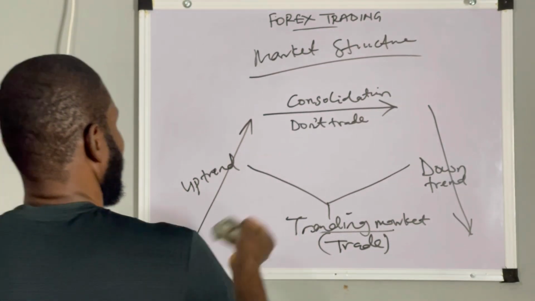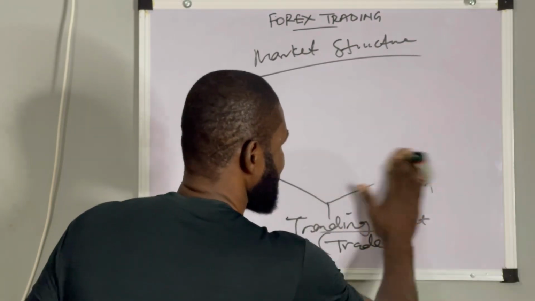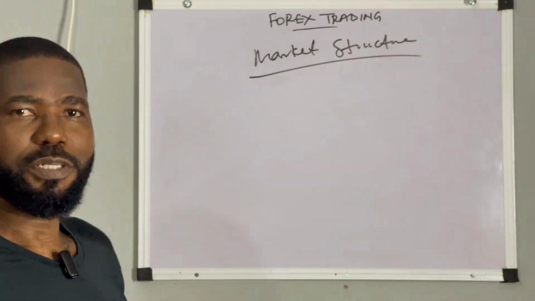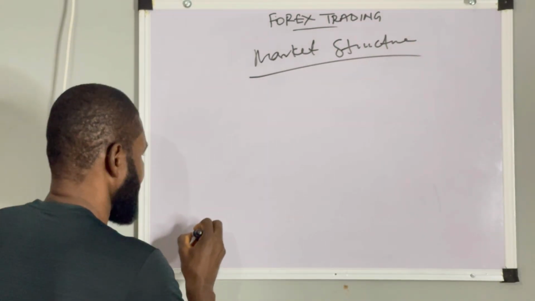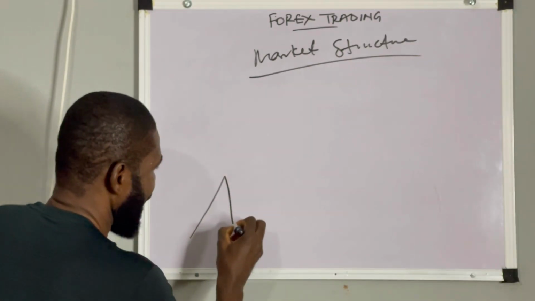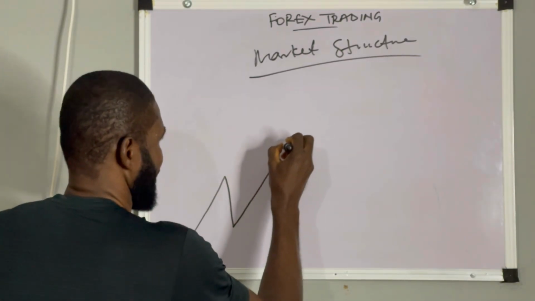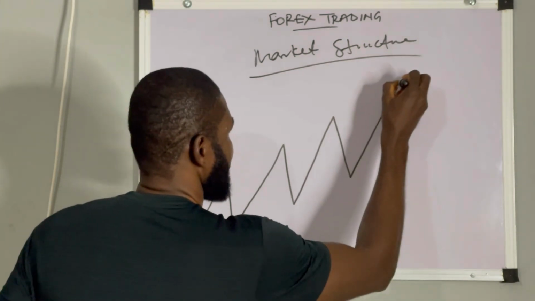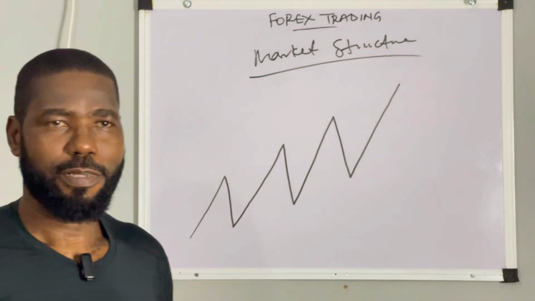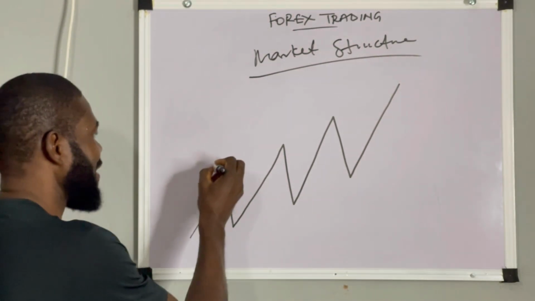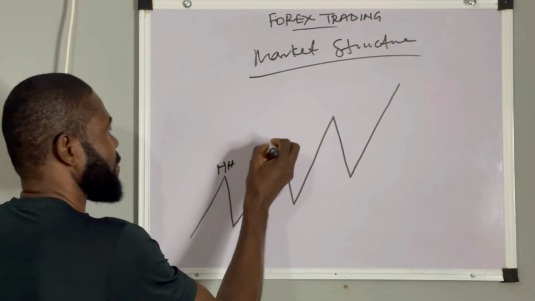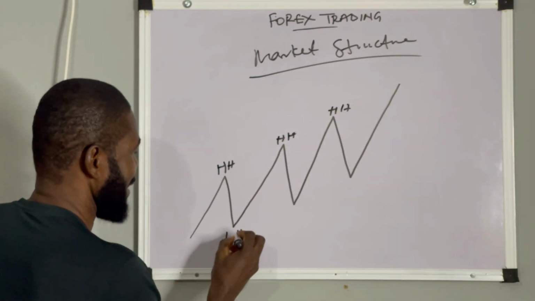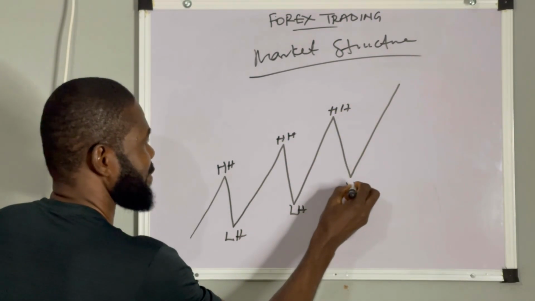Now, let's show the actual movement of the market. In an uptrend, market moves like this, forming higher high, higher low, higher high, higher low. This is an uptrend market. An uptrend market forms successive higher high, higher high, higher high, lower high, lower high, lower high.